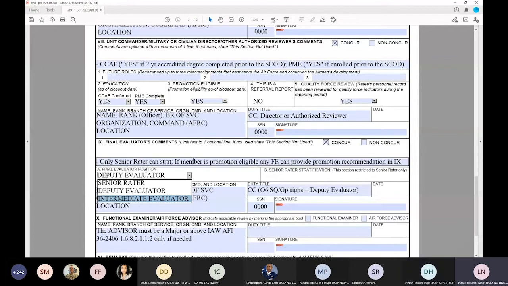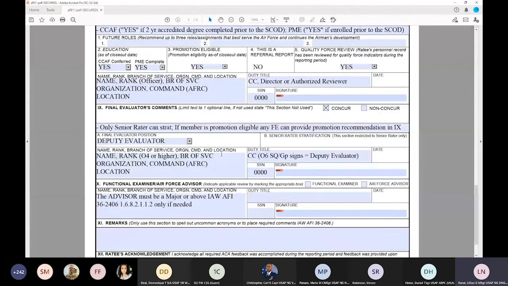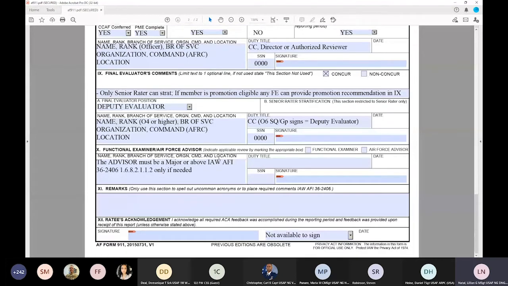Yes, ma'am. I have a question for you. You said that on the remarks section, where they spell out all their uncommon acronyms, it has to go chronological. How come they send it back if it's not alphabetical, or am I confusing this with something else? Oh, I meant the signature dates have to be chronological. The remarks should be alphabetical.